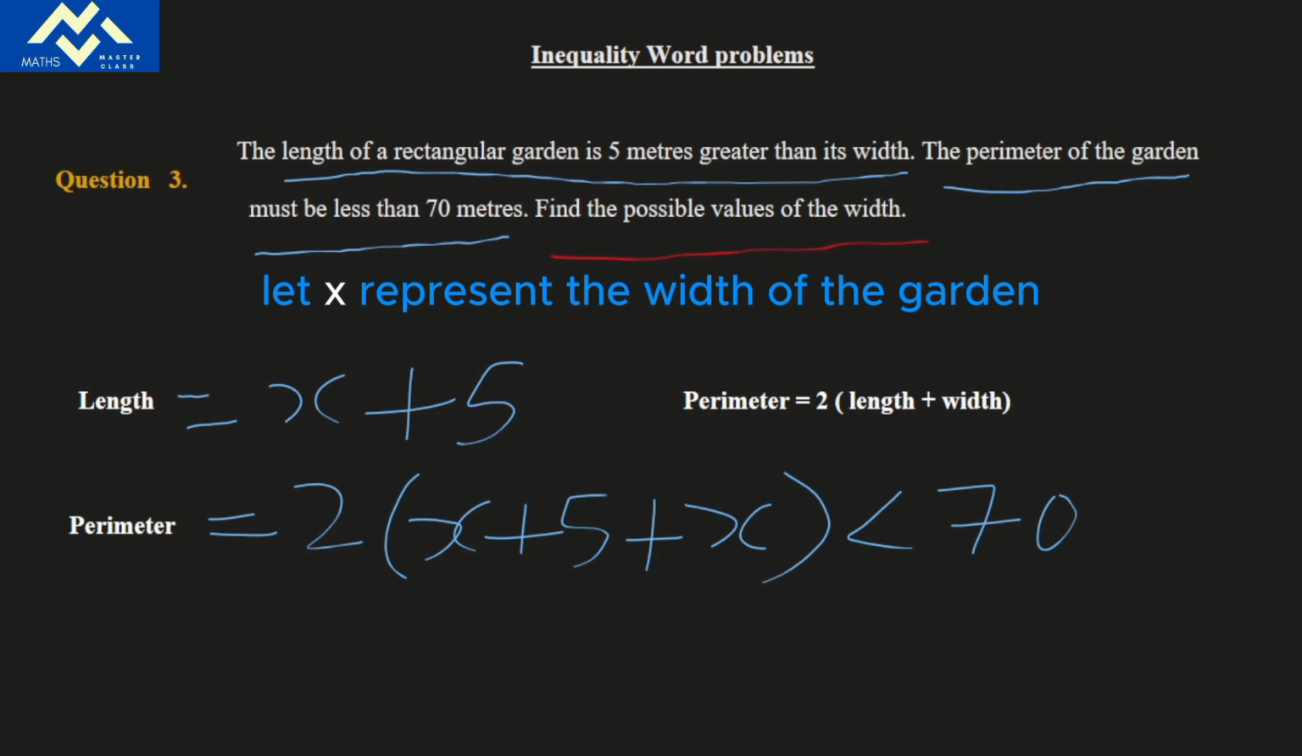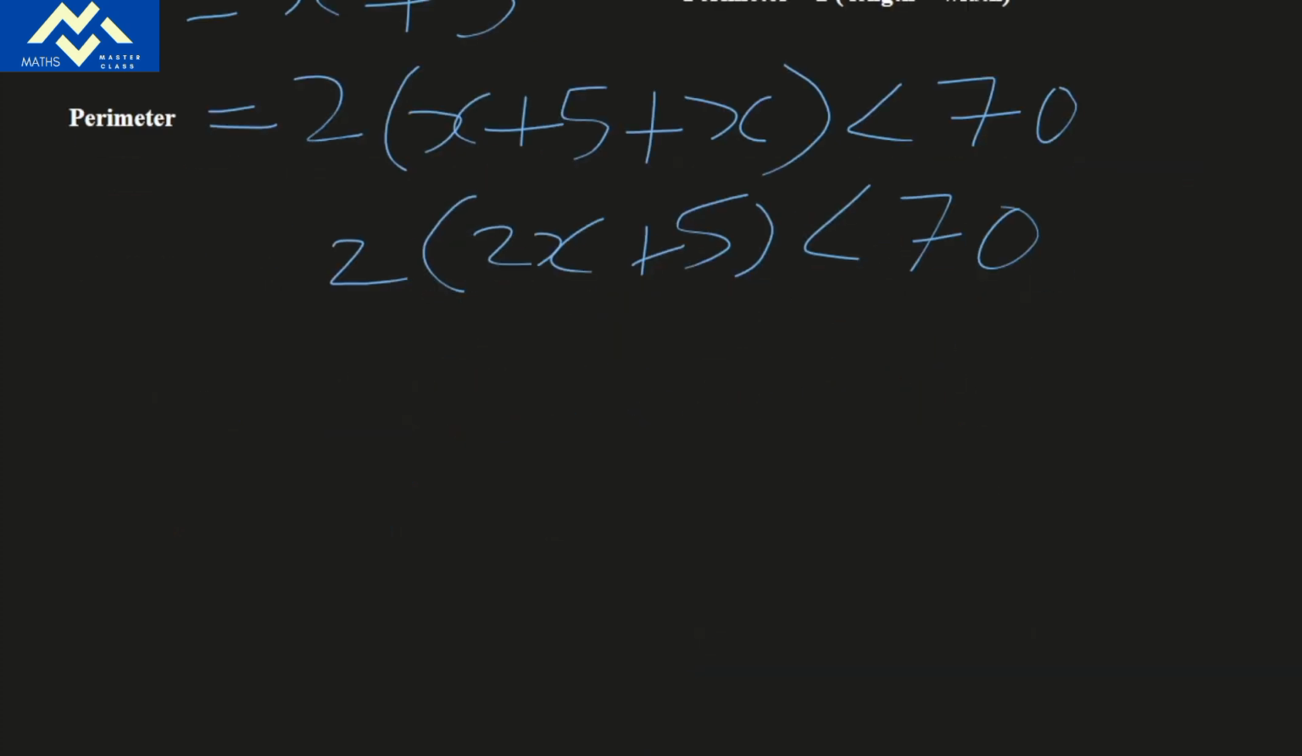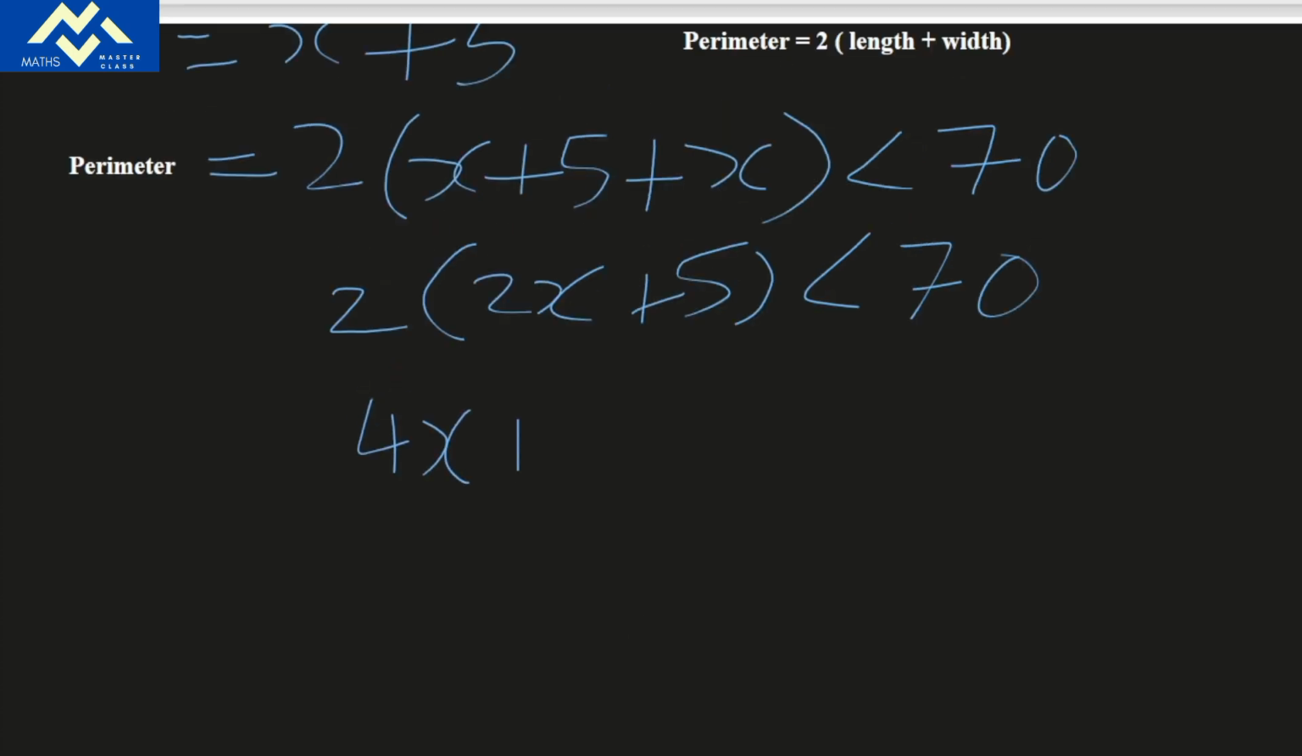First, let's simplify what's inside the bracket. We have x plus x, which gives us 2x. So we write 2(2x + 5) < 70. Next, we remove the bracket by multiplying everything inside the bracket by 2. 2 times 2x is 4x. And 2 times 5 is 10. So we have 4x + 10 < 70.